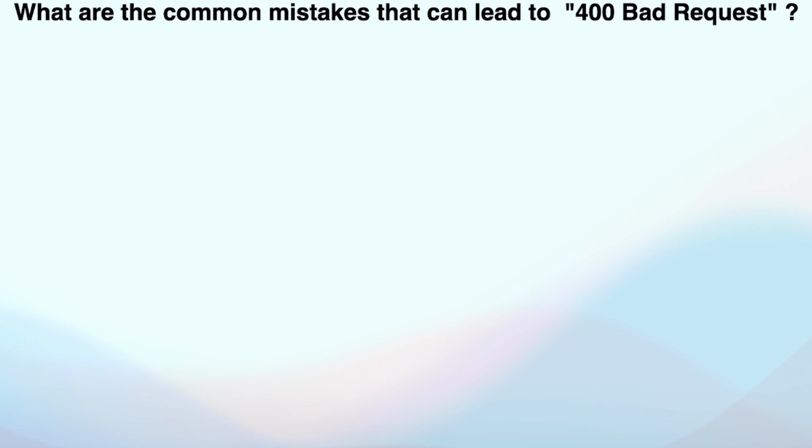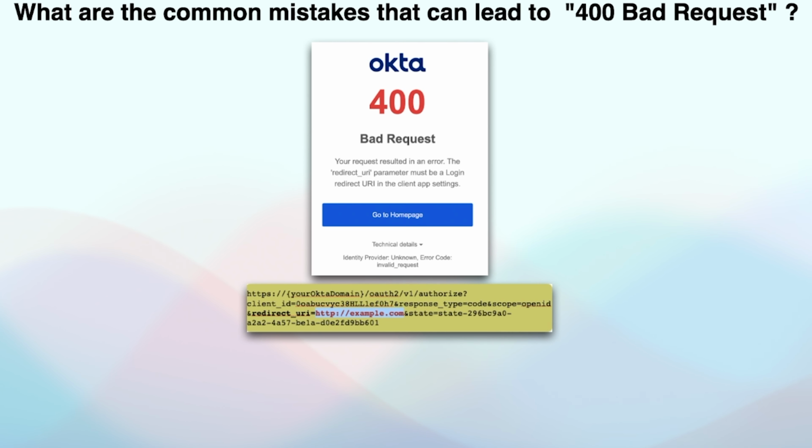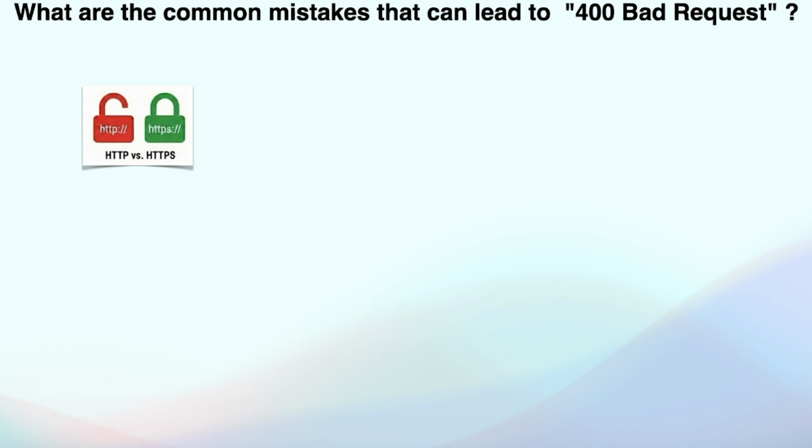So, what are the common mistakes that can lead to 400 bad requests? The redirect URI parameter must be a login redirect URI in the client app settings, which indicates that the provided redirect URI parameter in the authorized request does not match one of the allowed sign-in redirect URIs configured in the client application settings. HTTP versus HTTPS is common in local development environments.